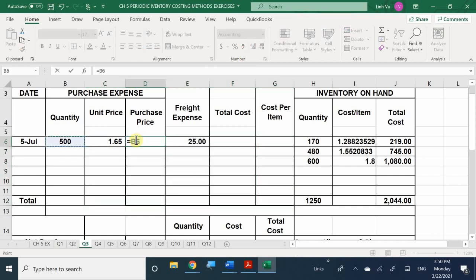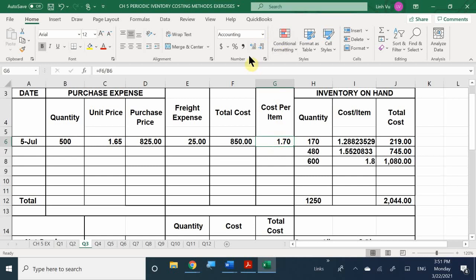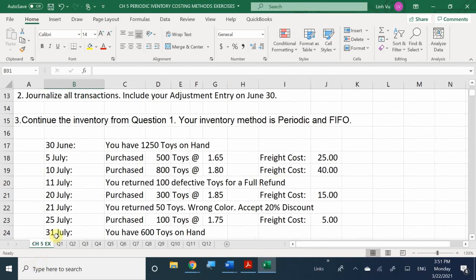$8.25, so it's going to be my 500 times my 1.65 to be $8.25, plus my 25 to give me a total cost of $8.50. All right. Now we're going to calculate my cost per item. So what is my cost per item here? 1.70 even. Okay. I'm just going to pull it forward so you know that this is even. Okay. So what has happened next?